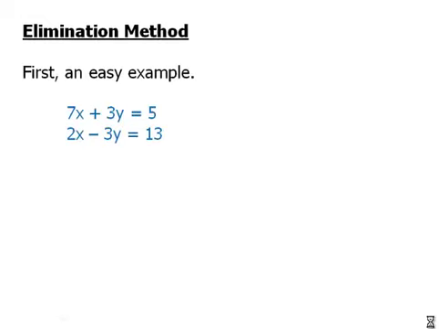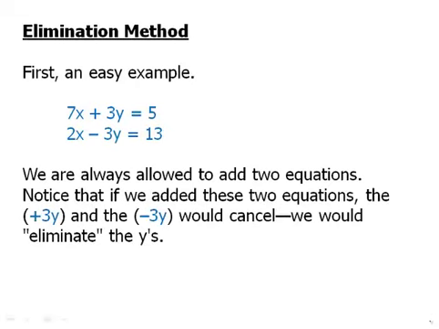So the elimination method. First, an easy example. Pause the video and think about how you would solve this, and then we'll talk about it. Okay. Notice, we are always allowed to add two equations. We can add an equation to an equation. That's perfectly allowed. Notice that we added these two equations. The positive 3y and the negative 3y would cancel. We would eliminate the 3y's.